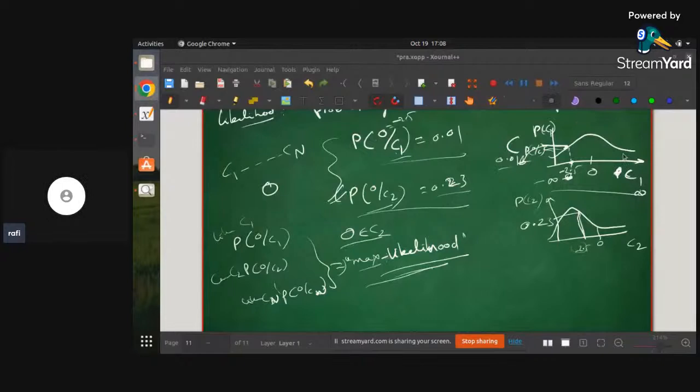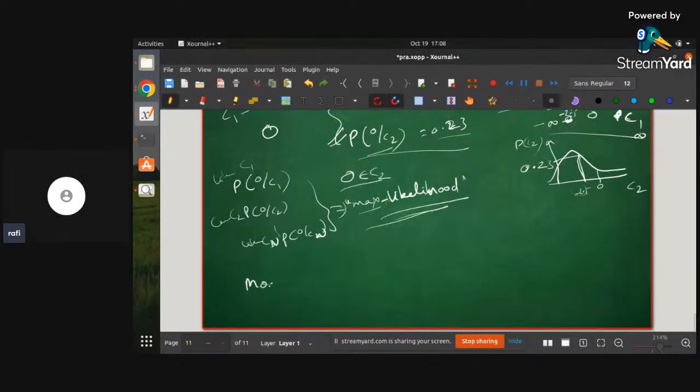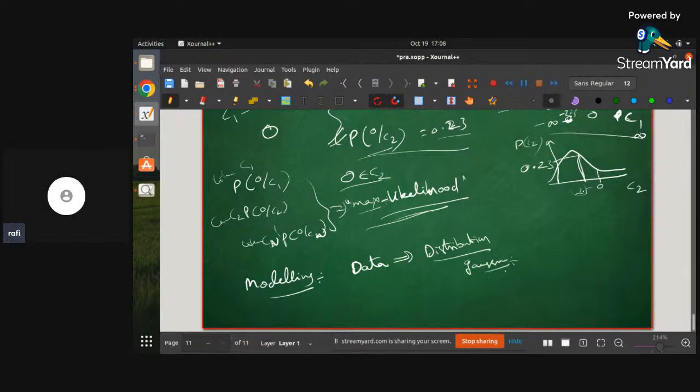So in modeling, what is the definition of modeling? Just as we discussed, from the data you need to fit a distribution, generating the distribution or finding the distribution from the data. For example, if it is a Gaussian distribution, what you need to find is only mu and sigma. This is called finding mu and sigma.